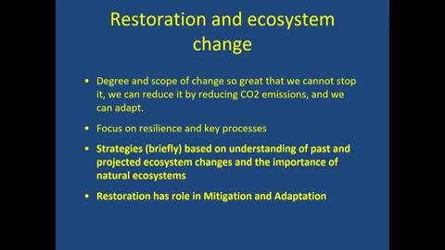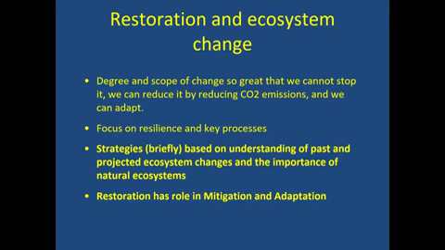The way to approach this kind of challenge is to look at resilience of ecosystems and key processes that keep ecosystems functioning, working together, species relationships, etc. Not putting them at risk by destroying them or causing major changes to them on the landscape. The strategies I will present are based on an understanding of past and projected ecosystem changes and on the importance of natural systems to us. So you will have learned about the importance of biological diversity and the elements of it, the importance of ecosystems to our psychological well-being, etc., etc.